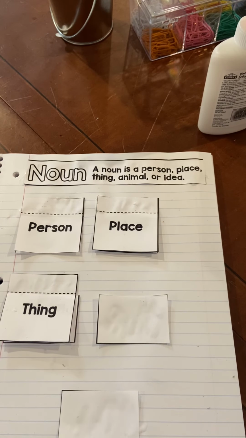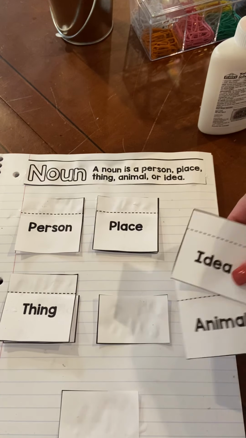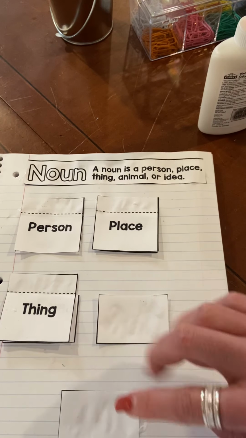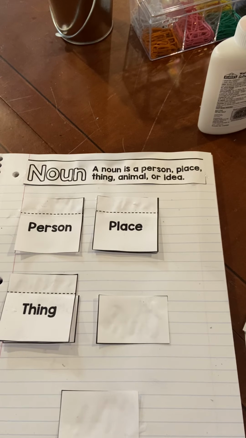So I did some of this work ahead of time. I cut out all the person, place, thing, animal, idea. I did not cut on the dotted line. And then I cut the rectangles that were also included on there on the solid line. If you need to pause the video, please feel free to do that.